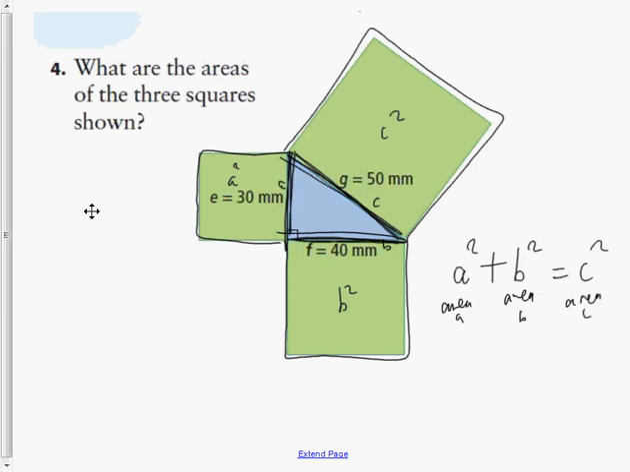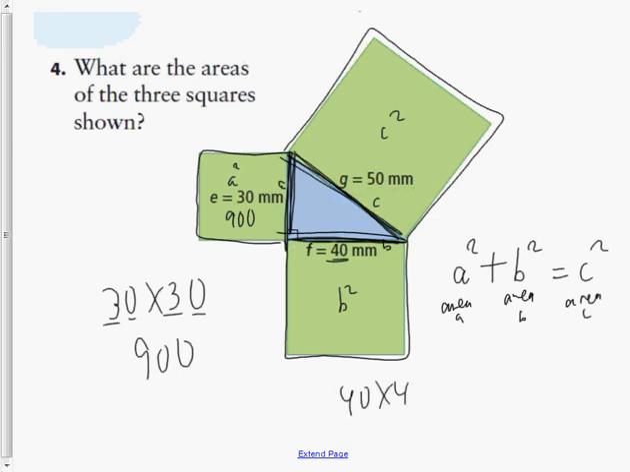So in this one, if the side length is 30, then the area will be 30 squared, which is 900. And an easy way to do that, if you have 30 times 30, is simply multiply 3 by 3 to get 9 and add 2 zeros. Okay? For 40 times 40, simply do 4 times 4, which is 16, and add 2 zeros. So the area here is 1600. And here, 50 times 50, same idea. 5 times 5 is 25, plus 2 zeros, the area is 2500.